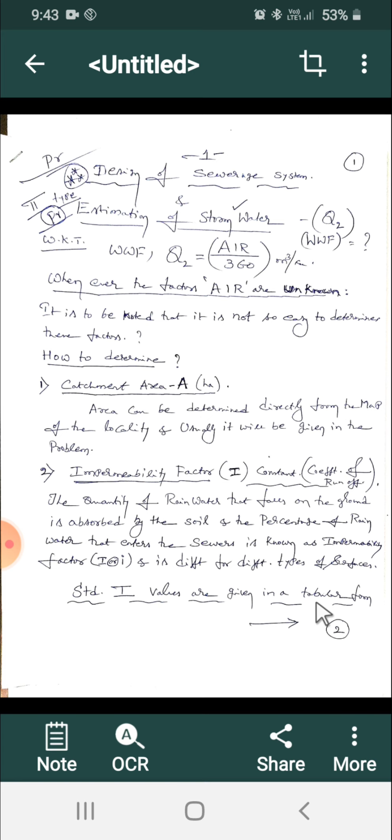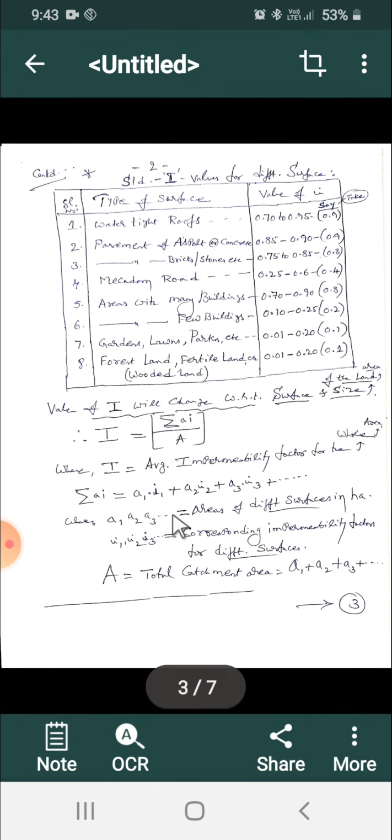According to that, they are given a tabular column. This tabular column is very, very important. This will give the idea on I values. Try to understand what this I is. I is impermeability. Impermeability means not permeable, that is, not entered inside. The remaining water only is a runoff.